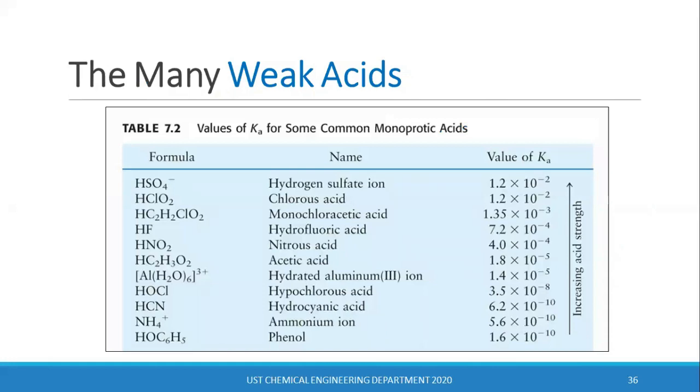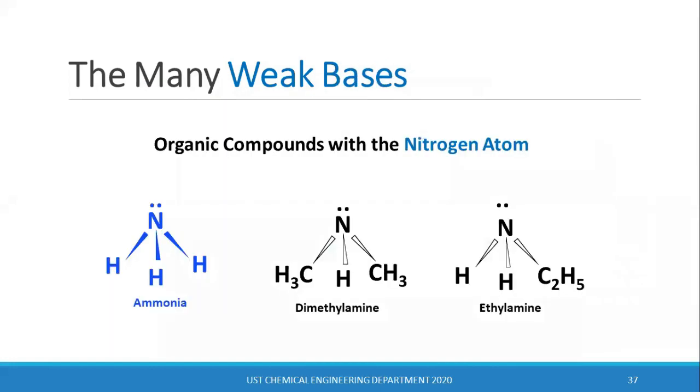Here is a list of some of the weak acids. You can find them in different books together with their Ka values. Here is a list of some of the weak bases. Common examples are organic compounds with a nitrogen atom. Again, you can find them in different books together with their corresponding Kb values.